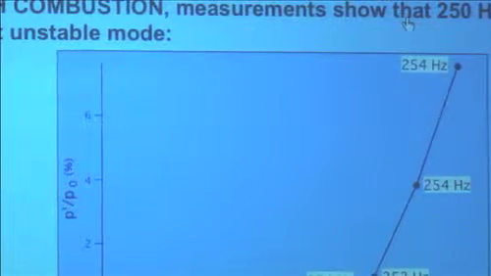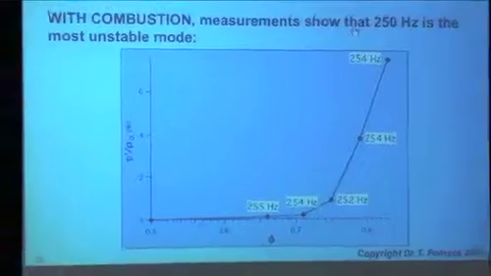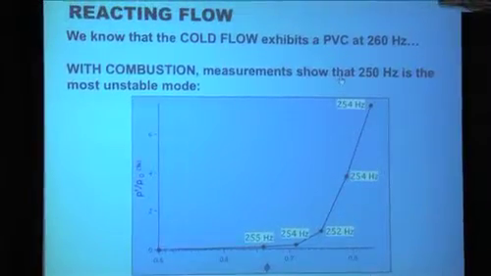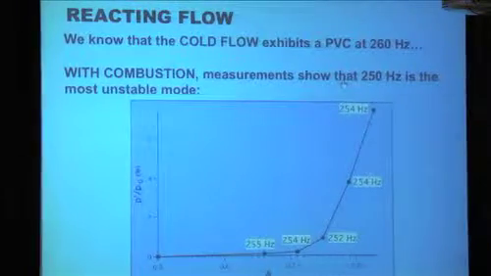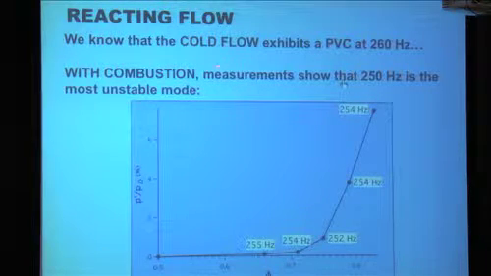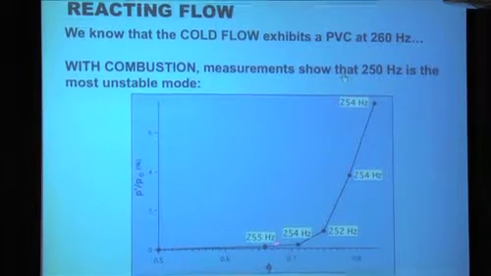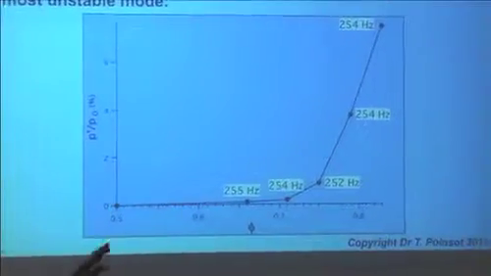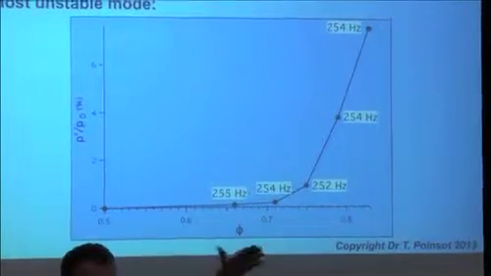Now, you ignite this thing. The first thing which happens when you ignite is that people go away because it's making a lot of noise. The noise that is observed when this thing is operating is of the order of 250 hertz. And you have here a stability map, which is typical.